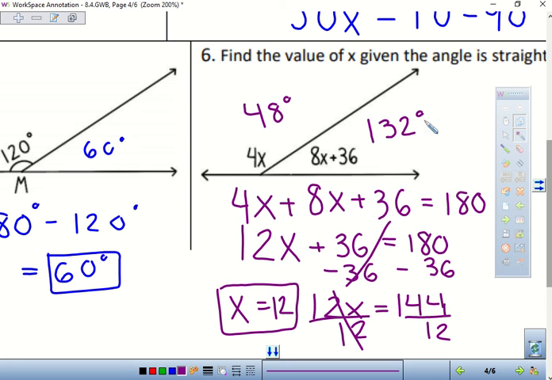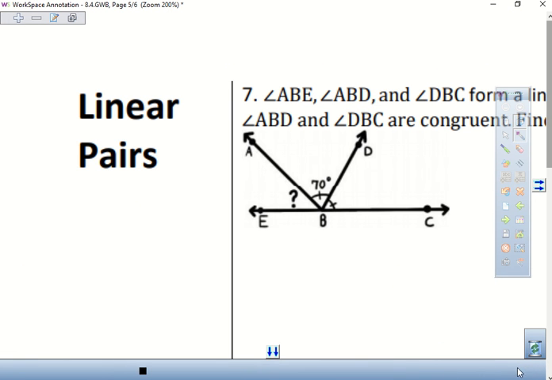So, does anybody have any questions about how I did this? Yes. Okay, you good with it? Yes. So, if it's supplementary, you add it up to equal 180. If it's complementary, you add it up to equal 90. Okay, let's try the next.